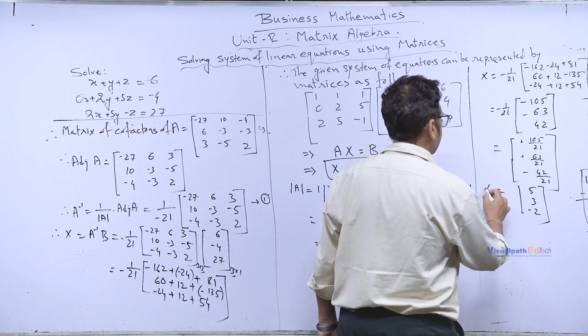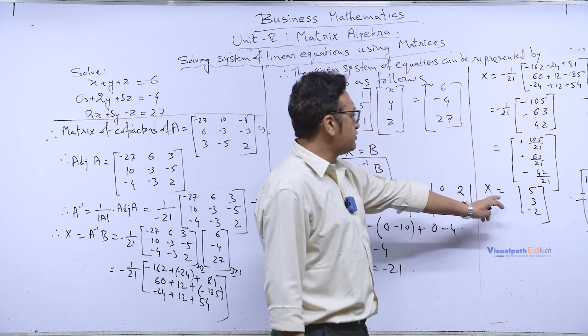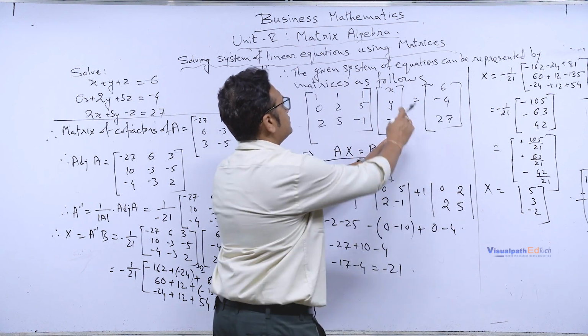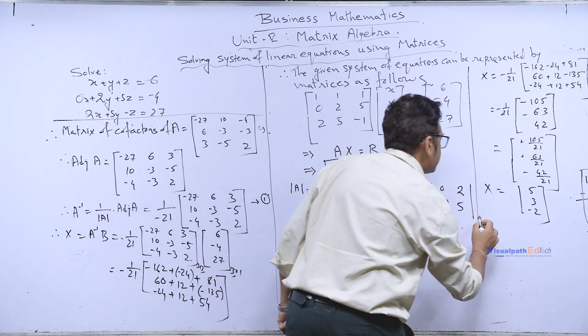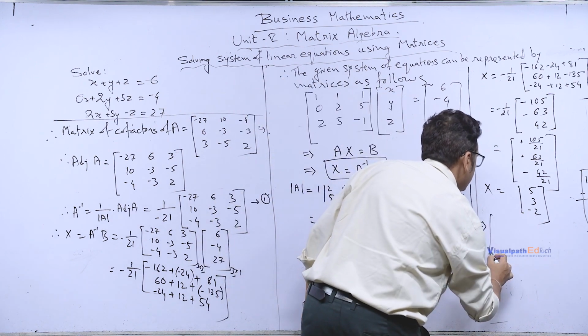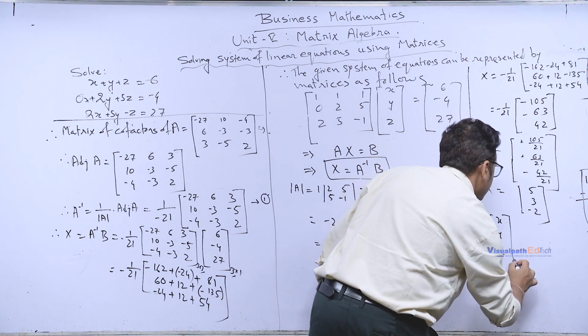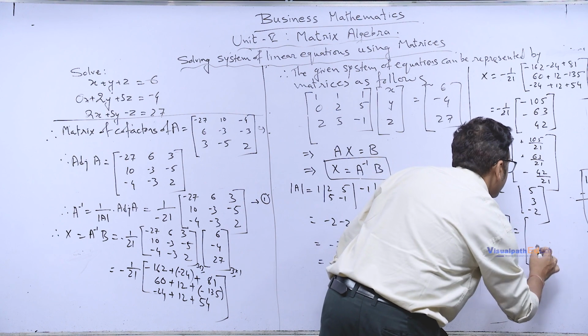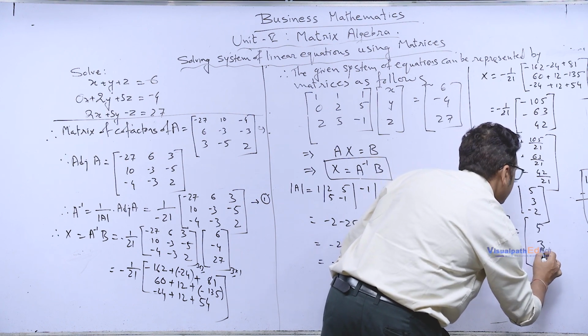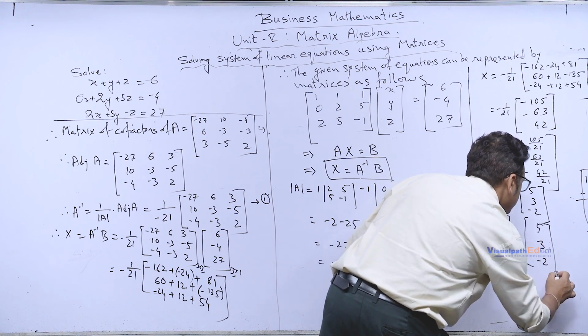What is this? X. So we got x equal to this one. But what was the x? X was this matrix. So in place of x, we can write x, y, z is equal to 5, 3, minus 2.